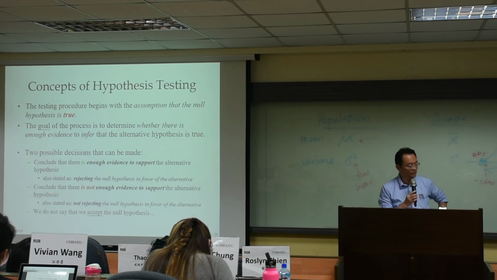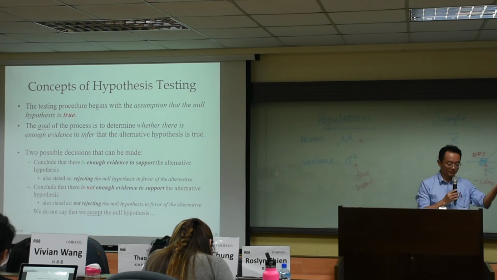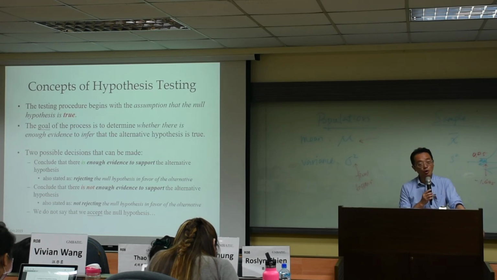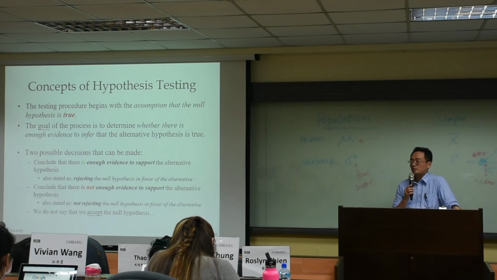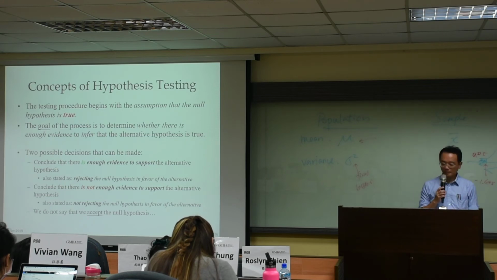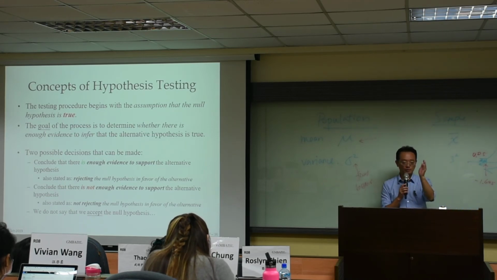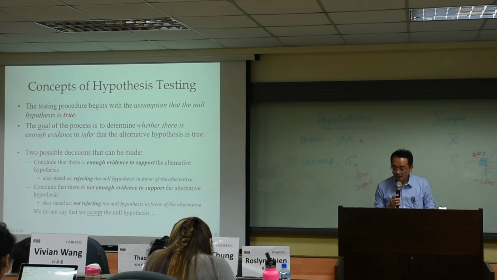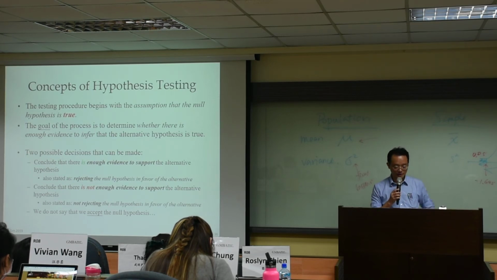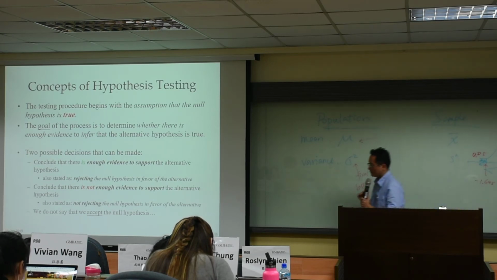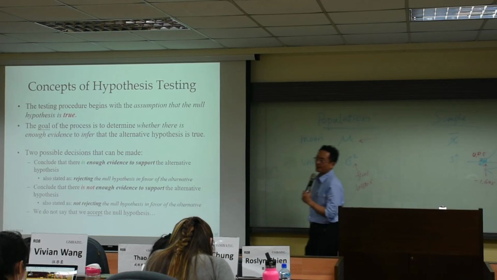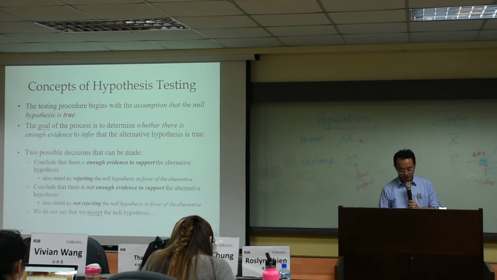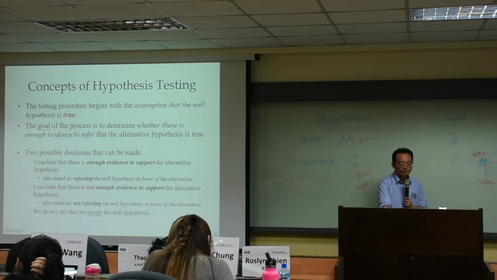The same structure as the non-statistical one. Again, two possible outcomes. The first is to conclude that there is enough evidence to support the alternative hypothesis, or we say we reject the null hypothesis in favor of the alternative hypothesis. The second is to say that there is not enough evidence to support the alternative hypothesis, so we cannot reject the null hypothesis. Again, we never say we accept. We just say we are not rejecting.